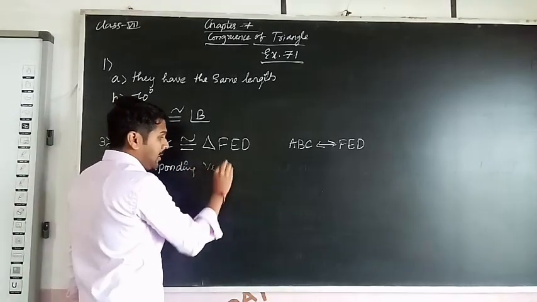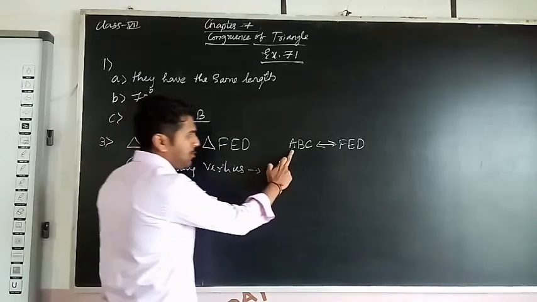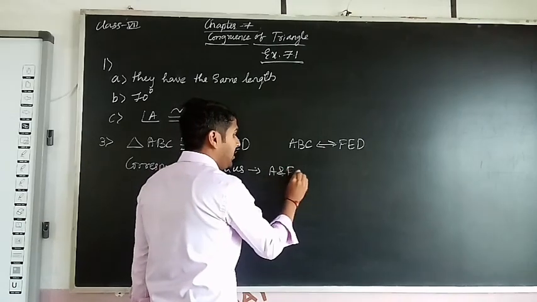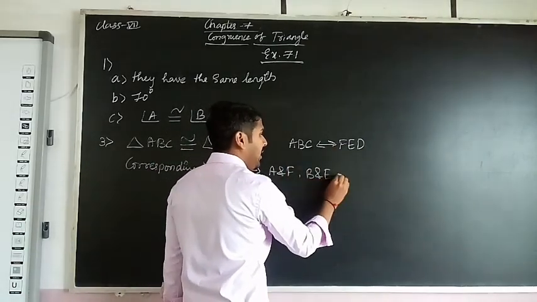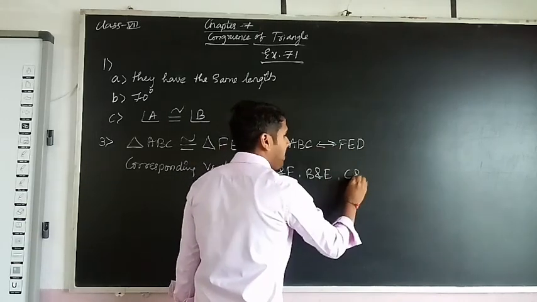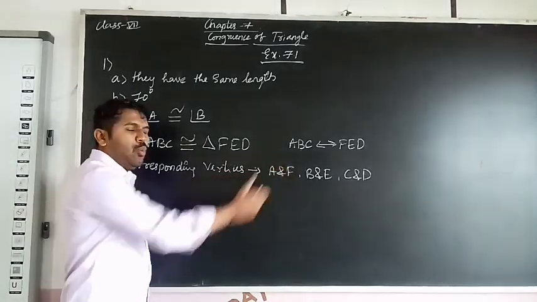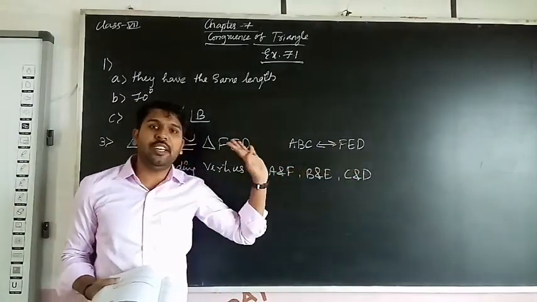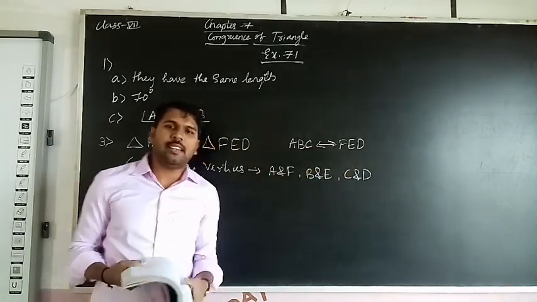So I will write the corresponding vertices. What are the corresponding vertices? A and F. Next, B and E. Next, C and D. These are the corresponding vertices because they gave us the correspondence: ABC corresponds to FED. A for F, B for E, C for D, like that.